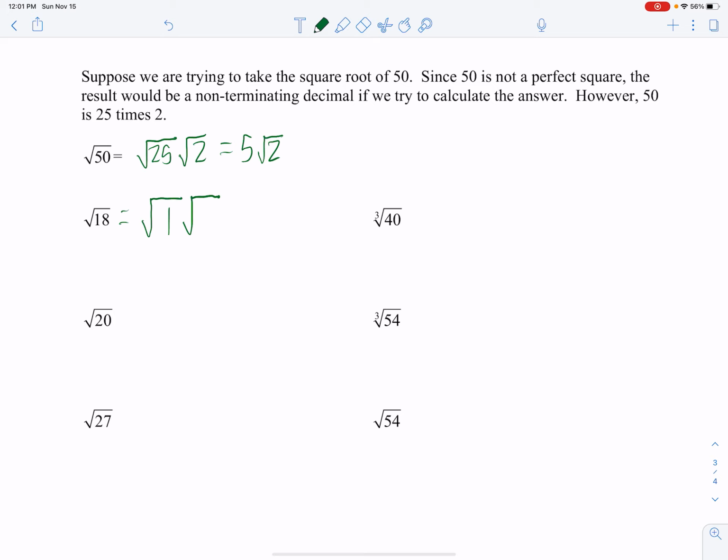And we can take the square root of 9. 18 is 9 times 2. So here our answer would be 3 square root of 2.